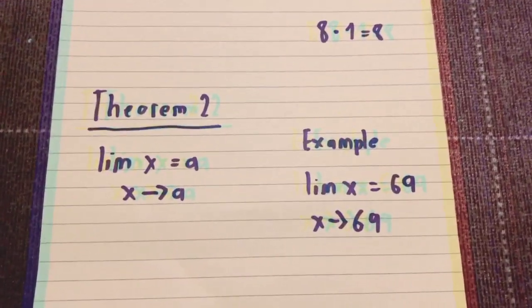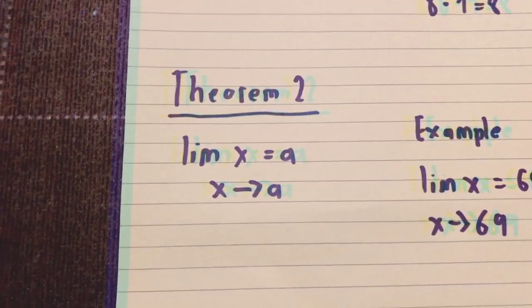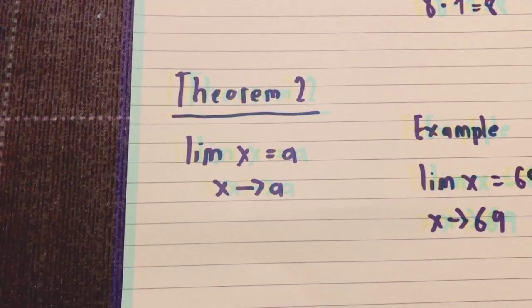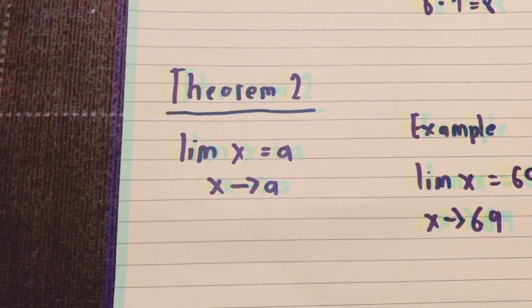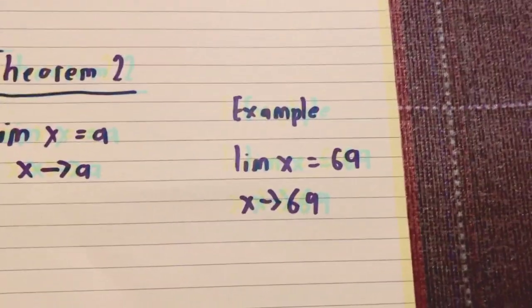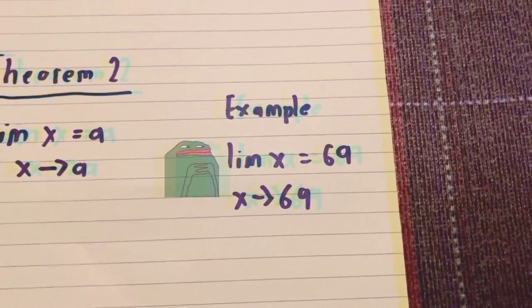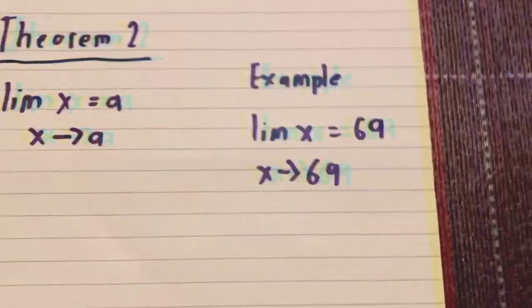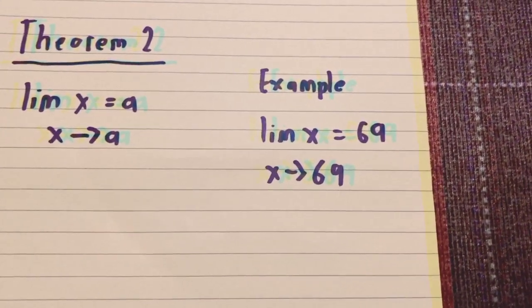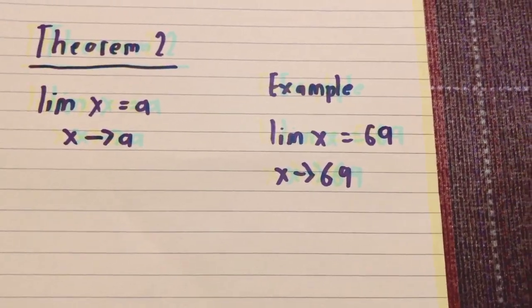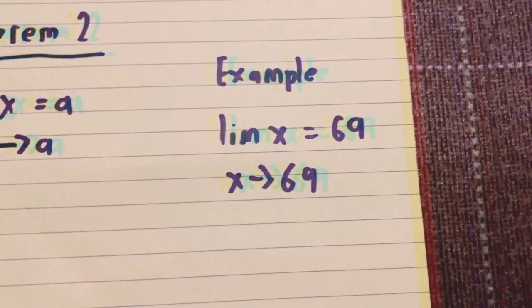So here's our theorem 2. The theorem 2 states that the limit of x as x approaches a is equal to a. Here's our example: the limit of x as x approaches 69. What we're going to do is substitute the value of x with 69. So it will be 69.